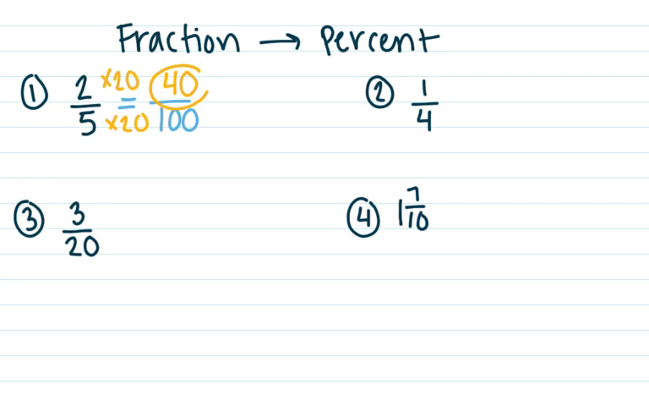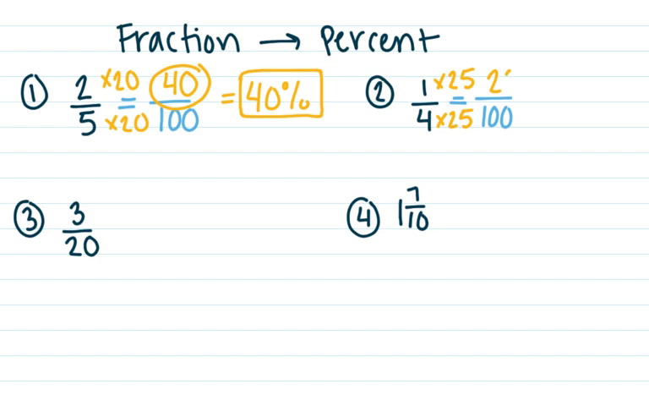This top number right here is going to be our percent, because remember, percents are out of 100. So 40 out of 100 is 40%. Let's try another one. Again, I want to get my denominator to equal 100. So what times 4 gives me 100? 25. And so on top here, I have 25 out of 100. If the number is over 100, that is my percent. Remember, percents are out of 100, so 25% is 25 over 100 there.